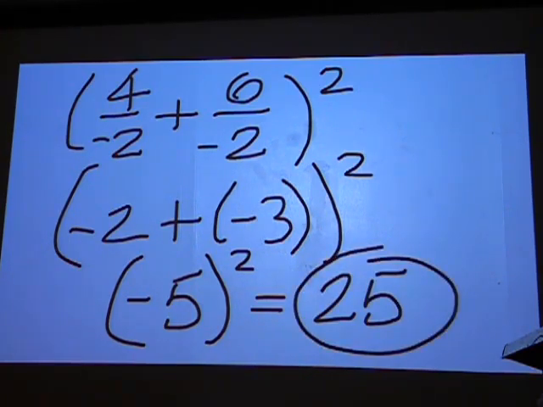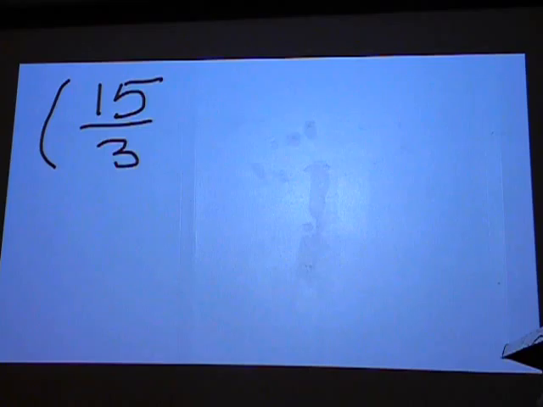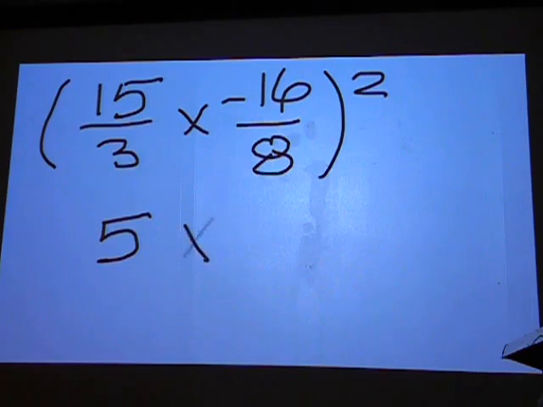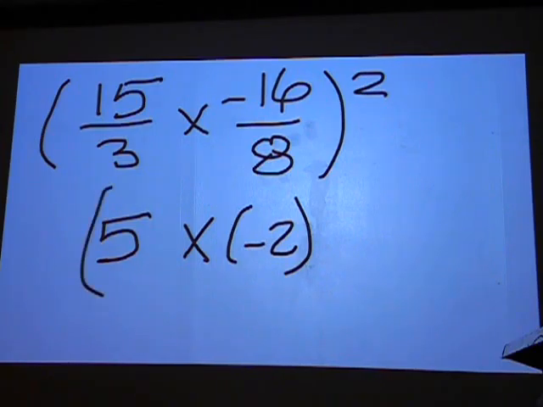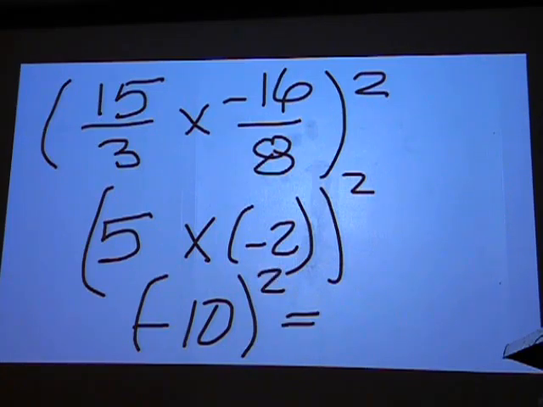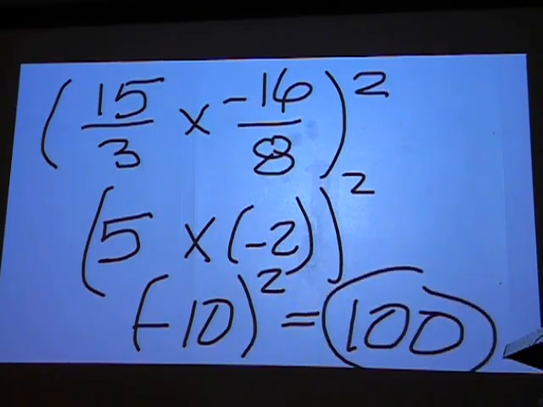You can also do multiplication in there as well, such as 15 over 3 times a -16 over 8, and we're going to square the quantity. What's 15 over 3? 5, and what's -16 over 8? A -2. Not square the quantity yet, but 5 times -2 is a -10, and you square the quantity. It will be +100.